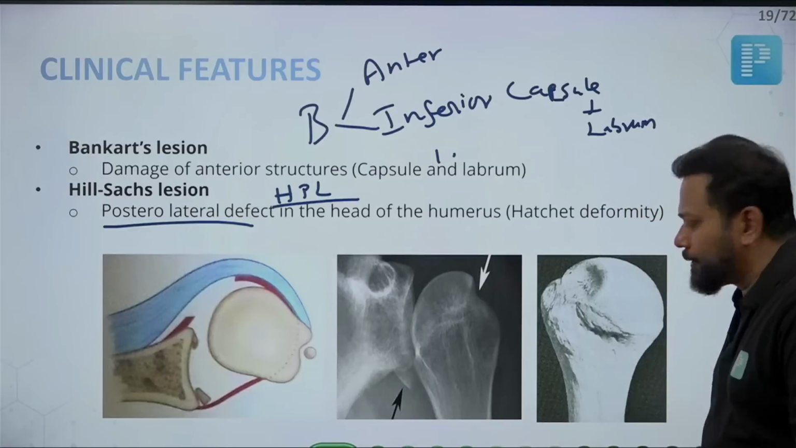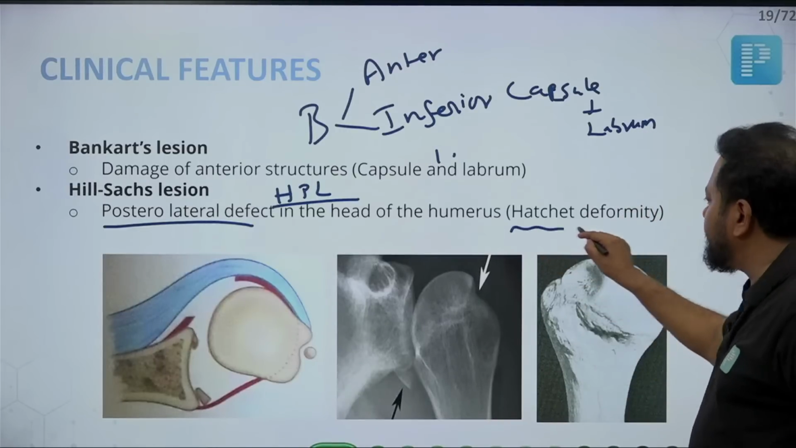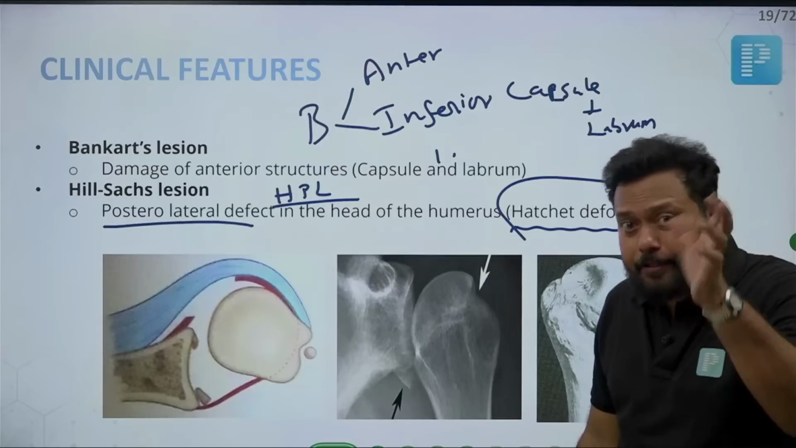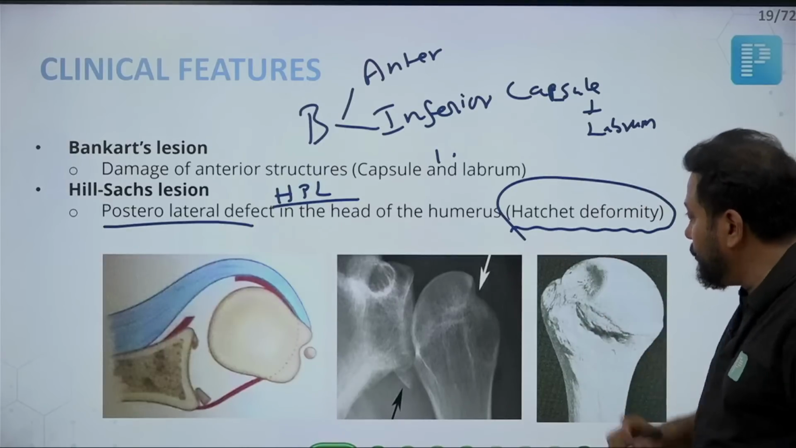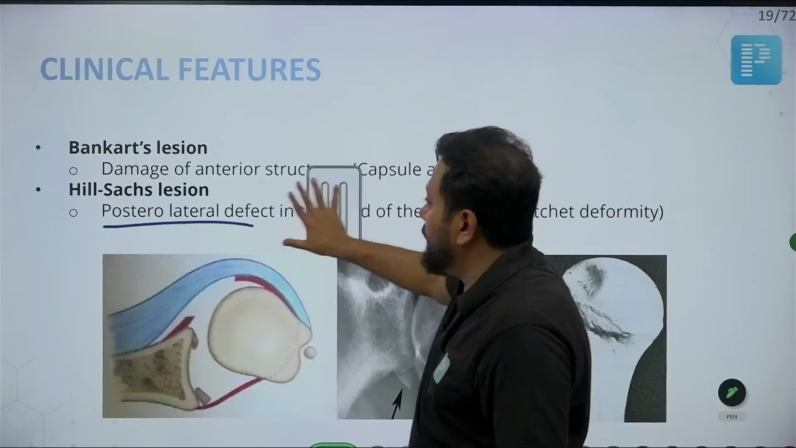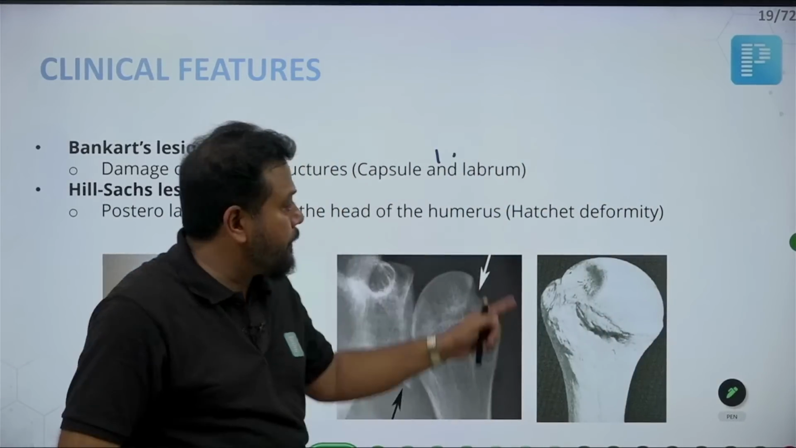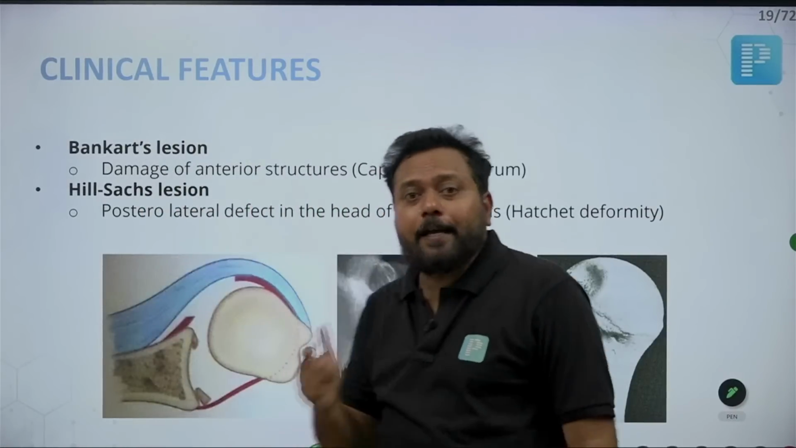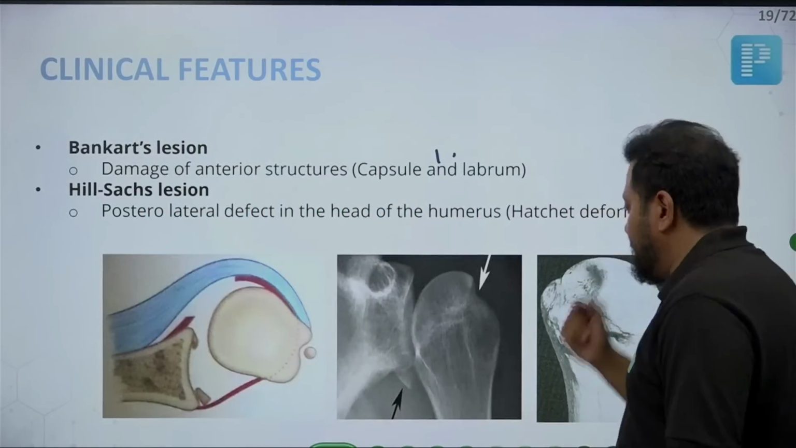This Hill-Sachs lesion is otherwise called Hatchet deformity. This deformity has a new name, Hatchet deformity. This is given only in Aptly, not in most of the MCQ guides, so this is an Aptly point. Hatchet deformity is the other name for Hill-Sachs deformity.